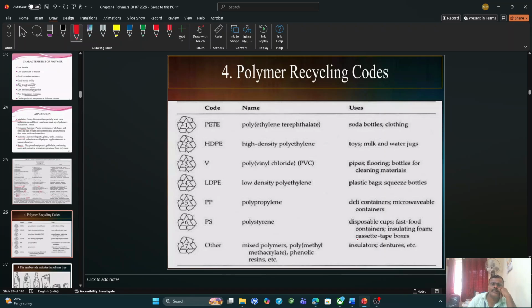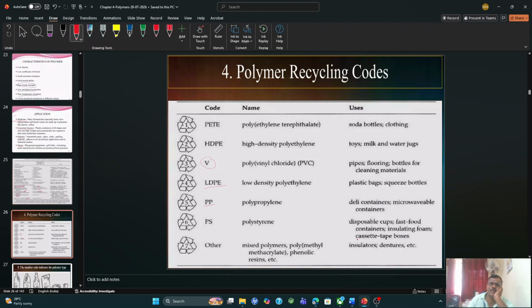And that code 3 means it is polyvinyl chloride. Number 3 is used in the preparation of pipes, floorings and all. LDPE means low density polyethylene, used for carrying vegetables, plastic bags, squeeze bottles. And polypropylene, the abbreviation is PP. Number 5. It is used to prepare containers that can withstand high temperature in microwave heating and all. This material will be used.